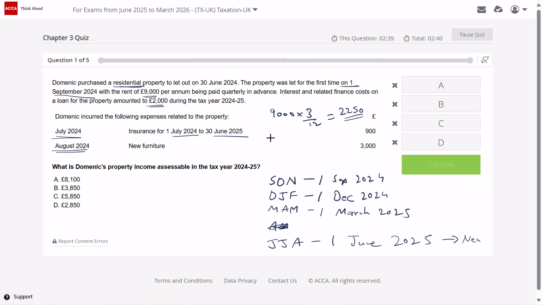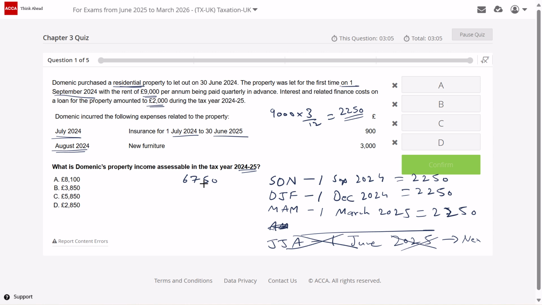Now this falls in the next tax year. Tax year 24-25 ends on 5th of April 2025, right? So this is not received in the current tax year, so this is not our topic of concern. Our topic of concern are these three receipts of 2250 each, received every quarter. So 2250 into 3 makes 6750. So 6750 is my rent received.